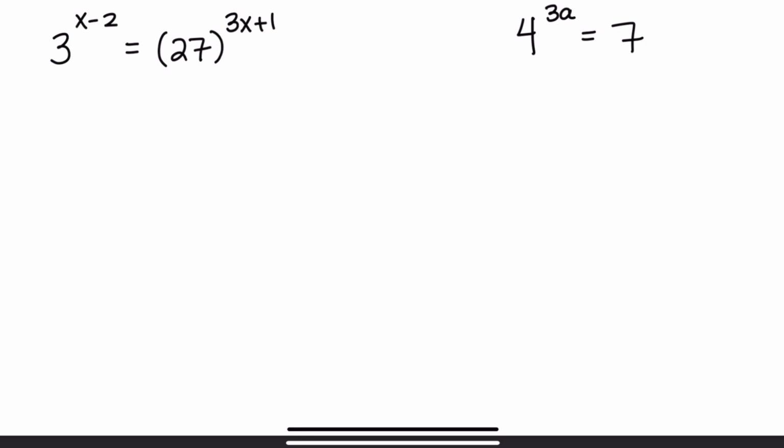We talked about two different cases when solving exponential equations. The first case is that I can change bases. The second case is using log to solve for whatever variable you're given. So the left side is a case of changing the base. The right side is a case of using log. Let's get into this left side example first.